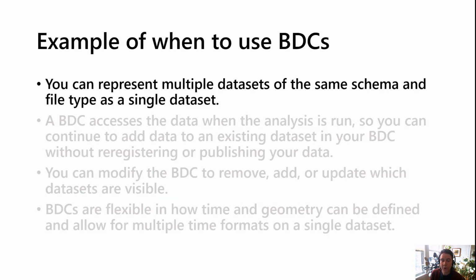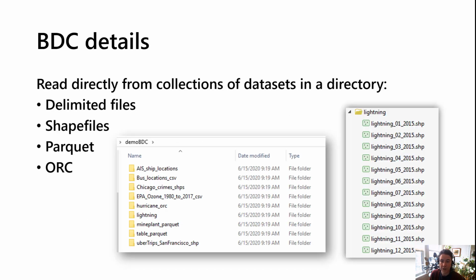So I'm going to talk about a few examples of when you can use big data connections. You can represent multiple data sets of the same schema and file type as a single data set. Looking back on this earlier slide, on the right I have Lightning. I have a single folder called Lightning, and then I have 12 shapefiles within it. When I register a big data connection, it's going to create a data set called Lightning, and all of those shapefiles are going to be used as a single data set when I run analysis.